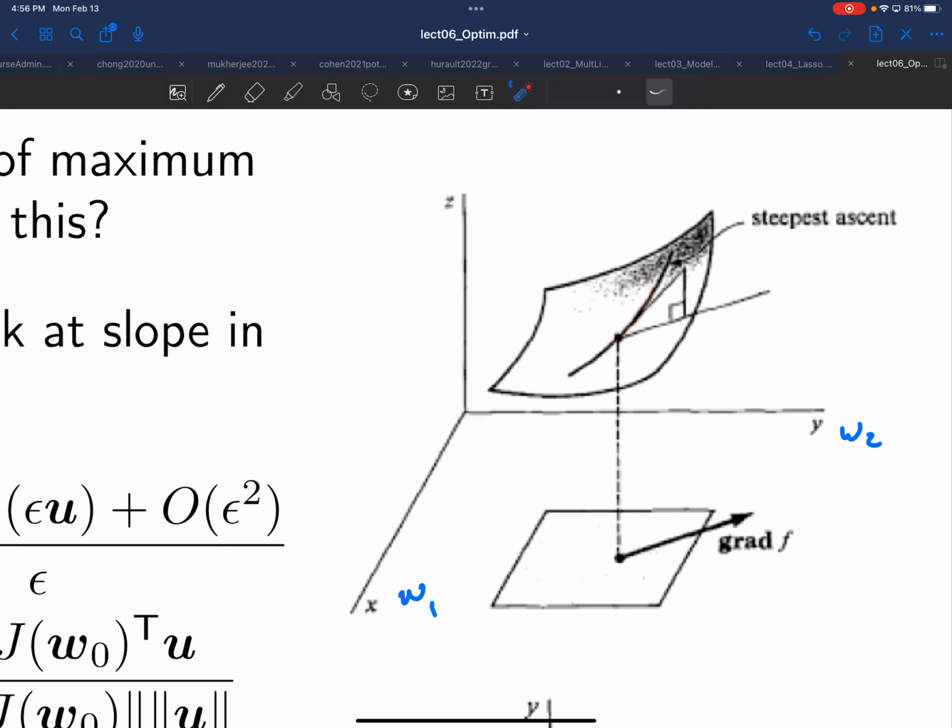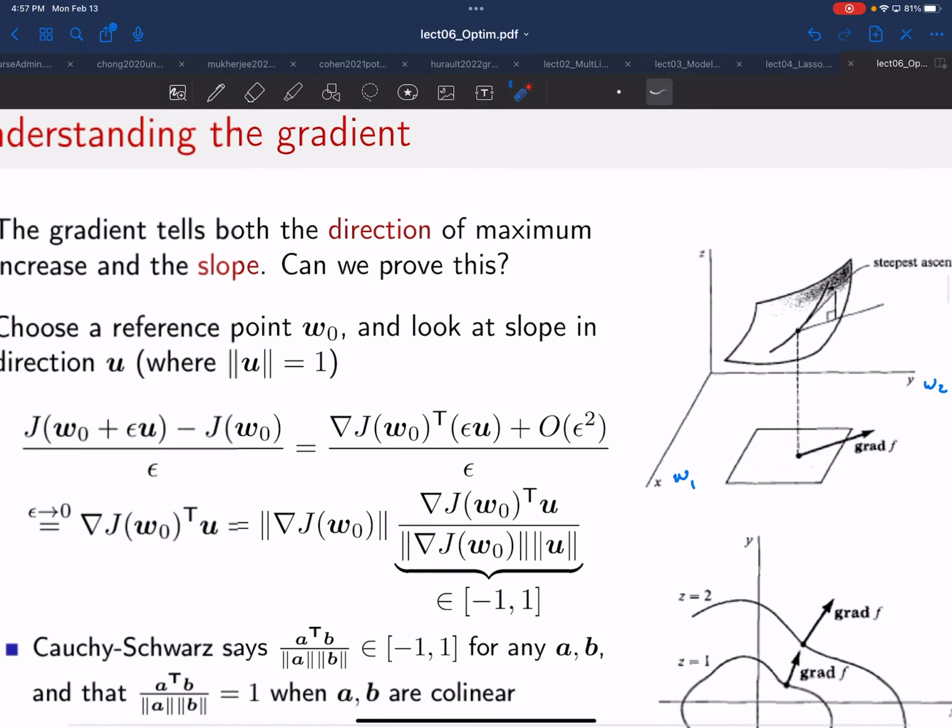So what we're claiming is that if you want to move in the steepest uphill direction, you should point yourself in the gradient direction here. The gradient will take you uphill in the steepest way. And not only that, but the steepness, the exact slope here, you can compute from the norm of the gradient. So let's prove that to ourselves.